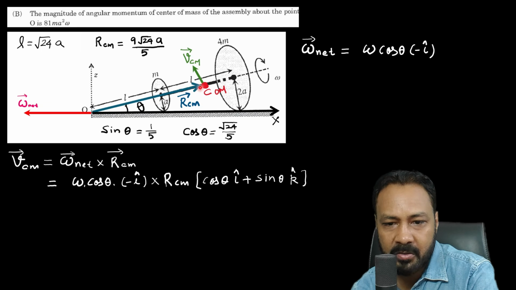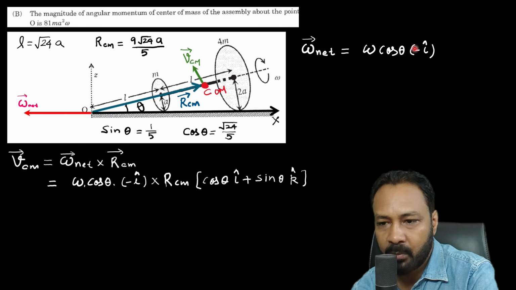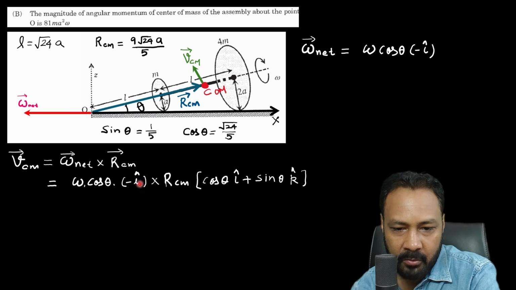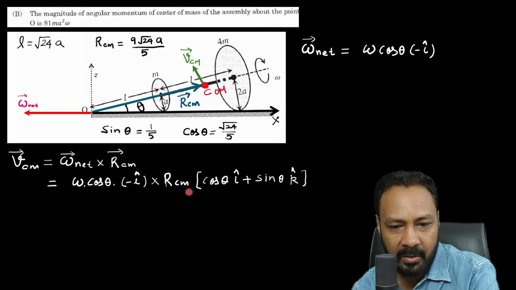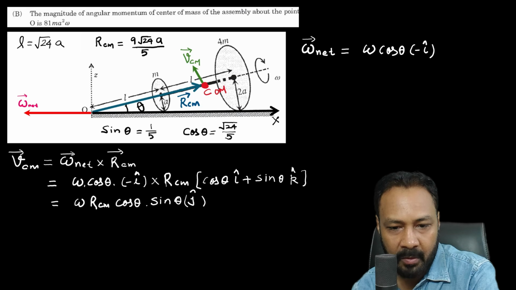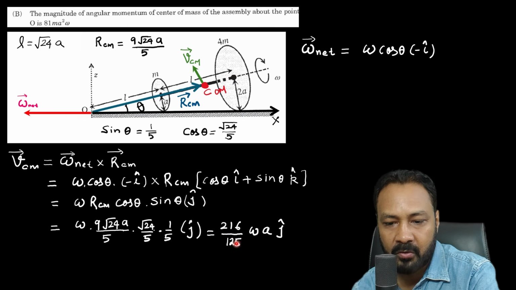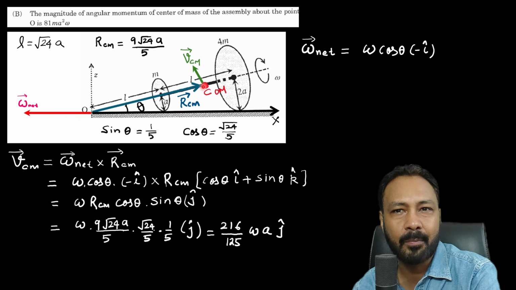So this position vector would be RCM cos theta i cap plus RCM sine theta k cap, and omega net is this. If I make a cross product, the i cap cross i cap term will vanish, and the other term is along the j cap direction. That would be nothing but simply omega net into that height y. So you put the sine theta, cos theta and RCM values, and VCM we are going to get is 216 by 125 omega a j cap, and that is into the plane.